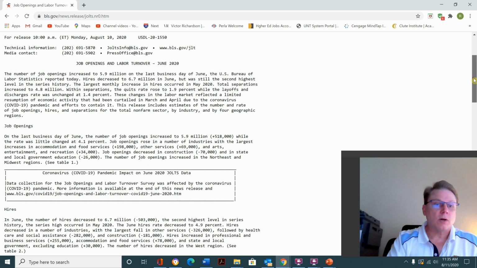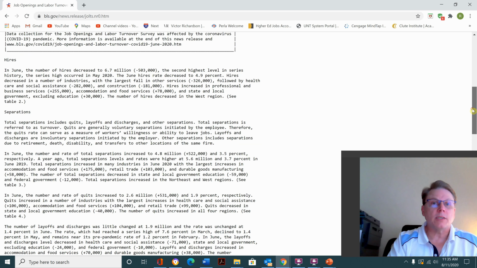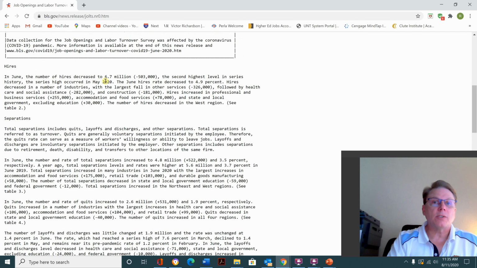Okay, so hires goes through that. The number of hires decreased to 6.7 million. That's down by over 500,000 people. The second highest level in series history. Okay. And then you get down to separations. Separations are people who quit, were laid off, or discharged. That means fired. Or other separations. Could be retirement or something like that.